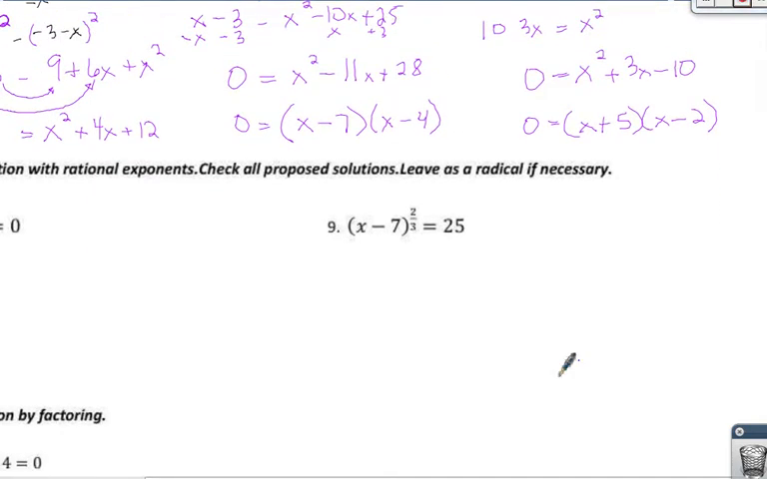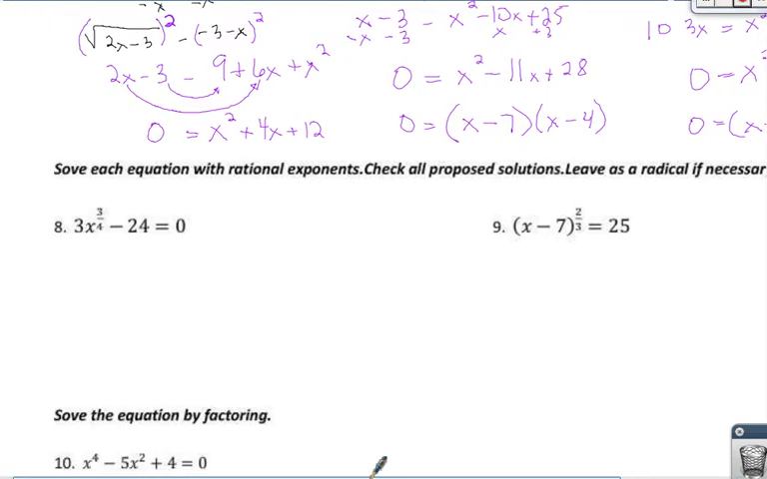So our next little topic was some rational exponents. Rational exponents means you have a fraction as the power. So we solve this like we solve anything else. We need to get the radical thing by itself, so we add the 24. 3x to the 3/4 power equals 24. We're going to divide everything by 3 because we want to get x by itself like we always have. So x to the 3/4 needs to equal 8.